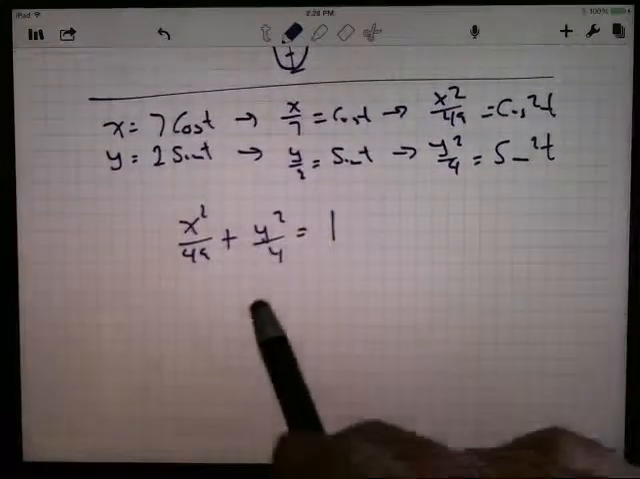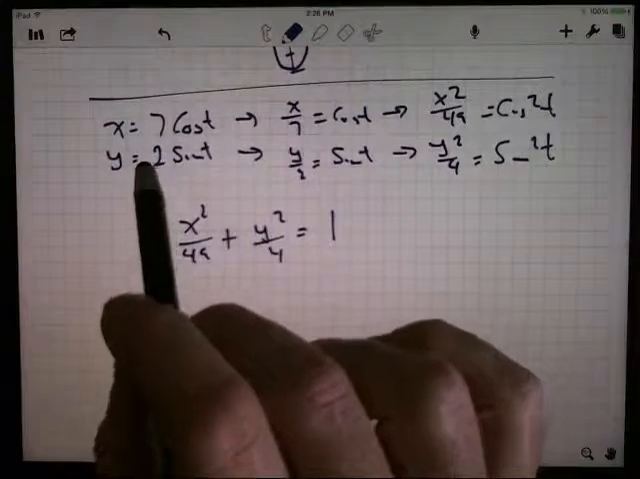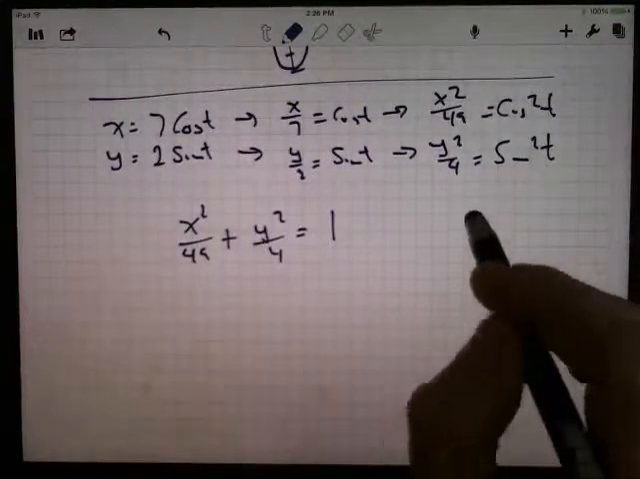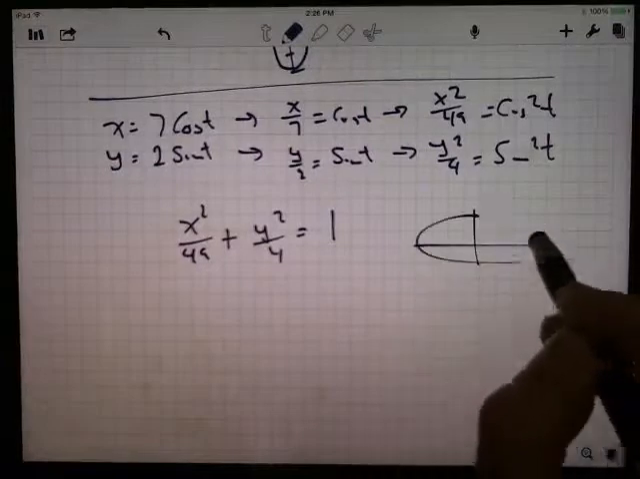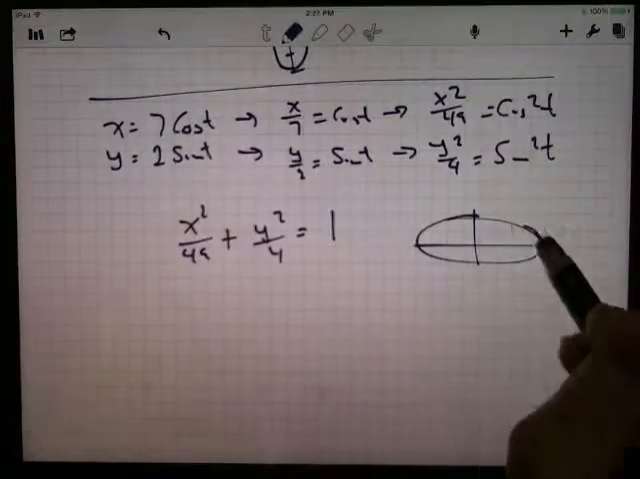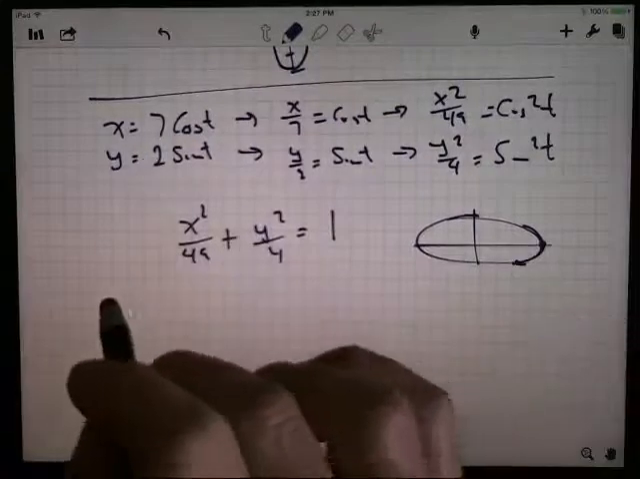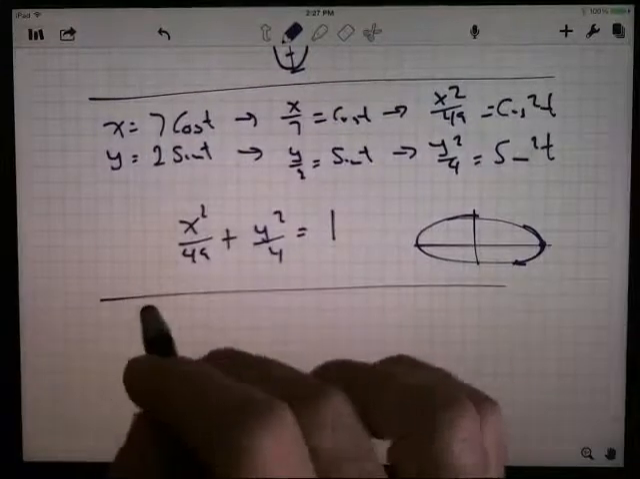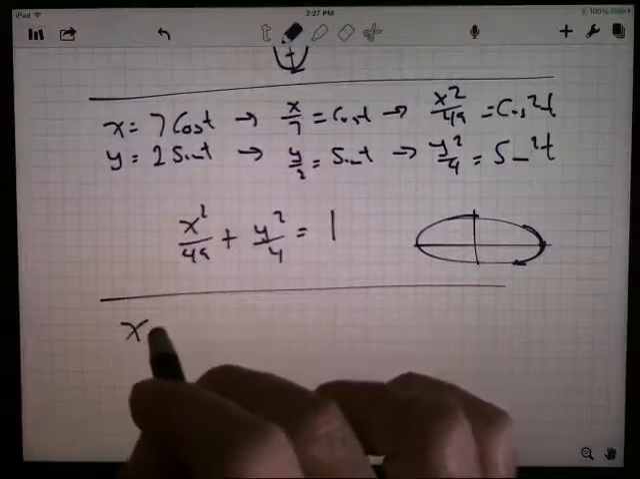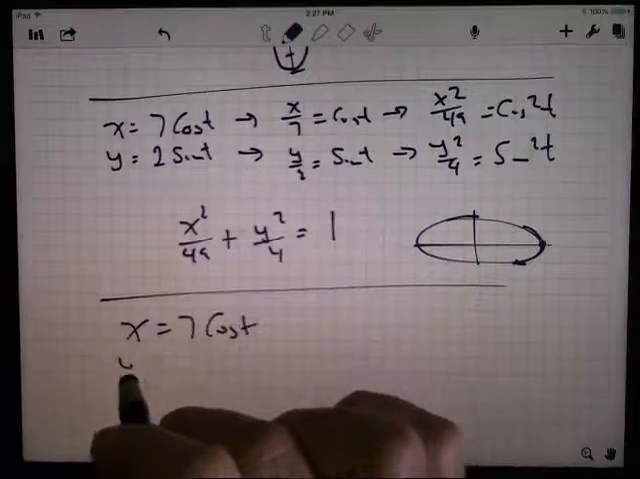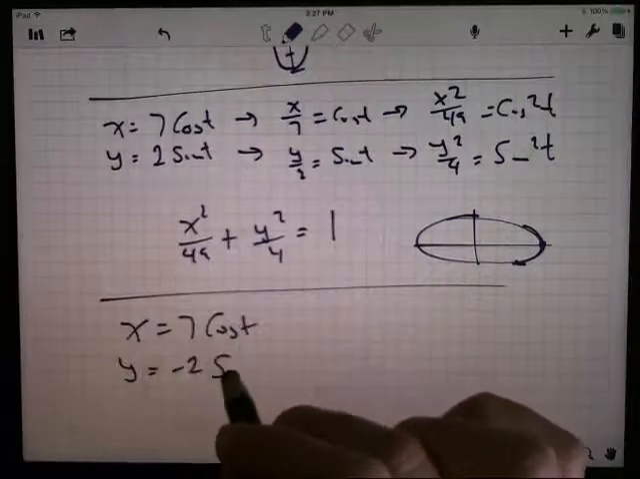One of the things we did next is say, well, what if we wanted to go around in the other direction? Rather than starting at 0 and going up on this ellipse, let's take the y coordinate and start at 0 and go down. So that should be a negative. So how about x equals 7 cos t and y equals negative 2 sine t.